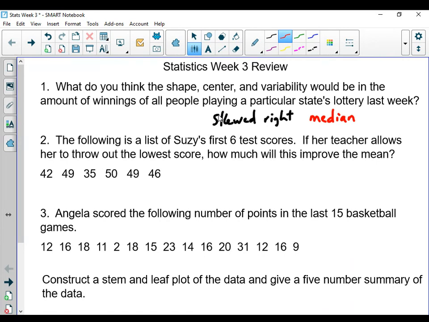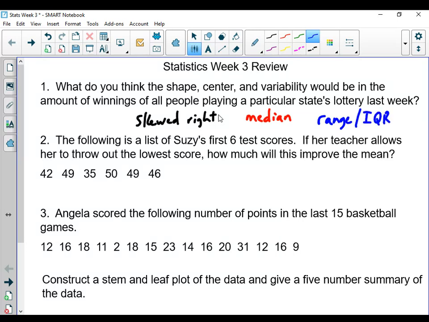Then variability. Remember, variability could be the range and IQR tied together, or it could be the standard deviation. Which one of those do we use when it's skewed? We use the range and IQR. Good, range and IQR, and that's because the standard deviation, remember, is based off of the mean. And if the mean can get messed up or skewed, then so can the standard deviation.